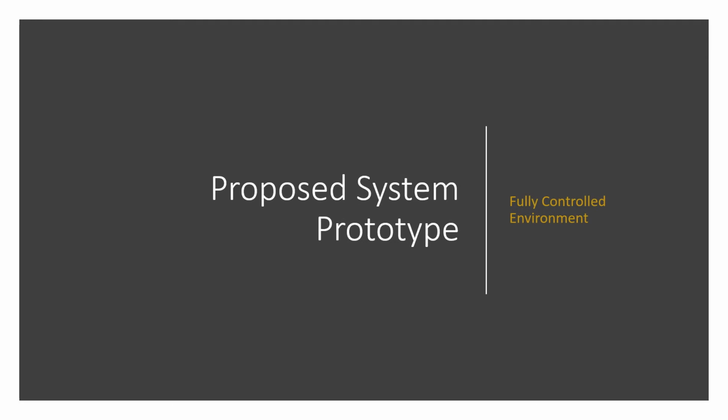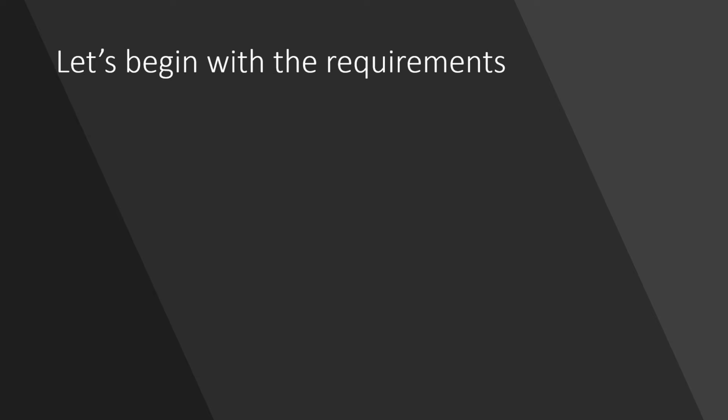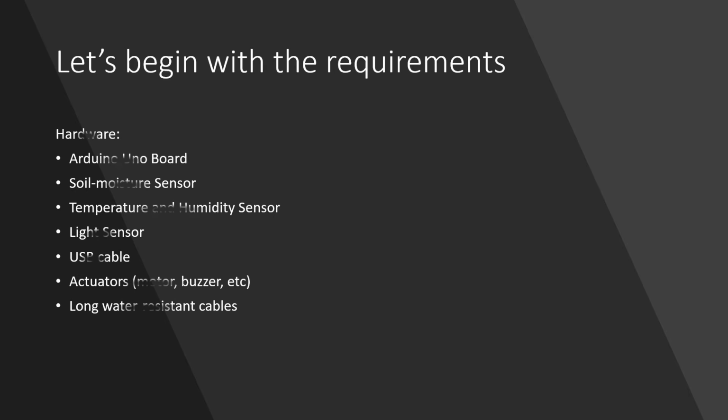So here's my proposed system prototype, a fully controlled environment. We begin with the requirements. For the hardware, we need an Arduino Uno board, a soil moisture sensor, a temperature and humidity sensor, a light sensor, a USB cable, and the necessary actuators, a motor, a buzzer, etc.